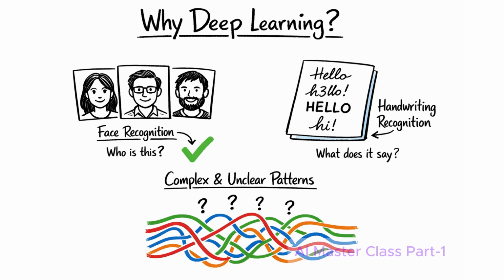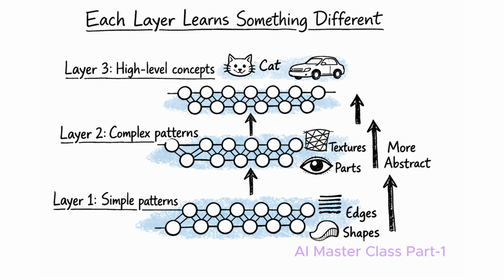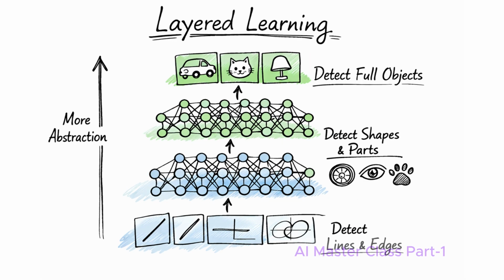Deep learning helps here because each layer of a neural network learns something different. The first layer maybe learns very basic patterns, the next layer learns more complex patterns, and deeper layers learn very high level concepts. For example, in image recognition, early layers may detect edges and shapes, middle layers may detect parts like eyes or wheels of a car, and the deeper layers may detect full objects like faces or cars. This layered learning is what makes deep learning more powerful.